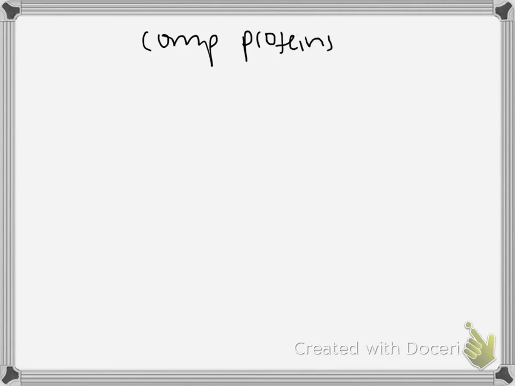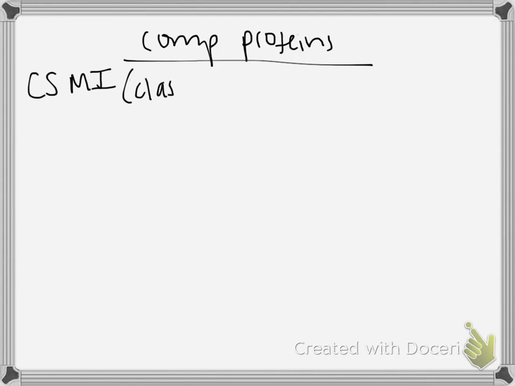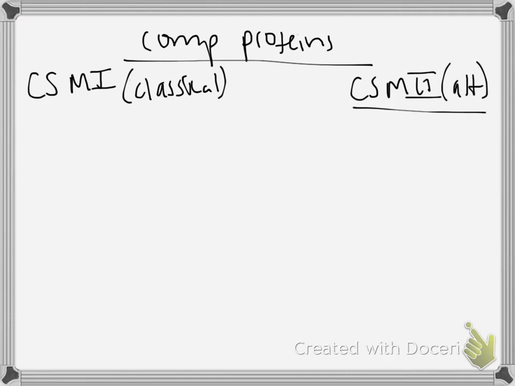So these are blood plasma proteins. They're always circulating the blood. They're not always active, but they're going to help destroy some pathogens. So there's two systems. We're going to say the complement system mechanism 1, and we refer to this as the classical, and then complement system mechanism 2, and this is the alternative. Okay, so what's the difference in these?